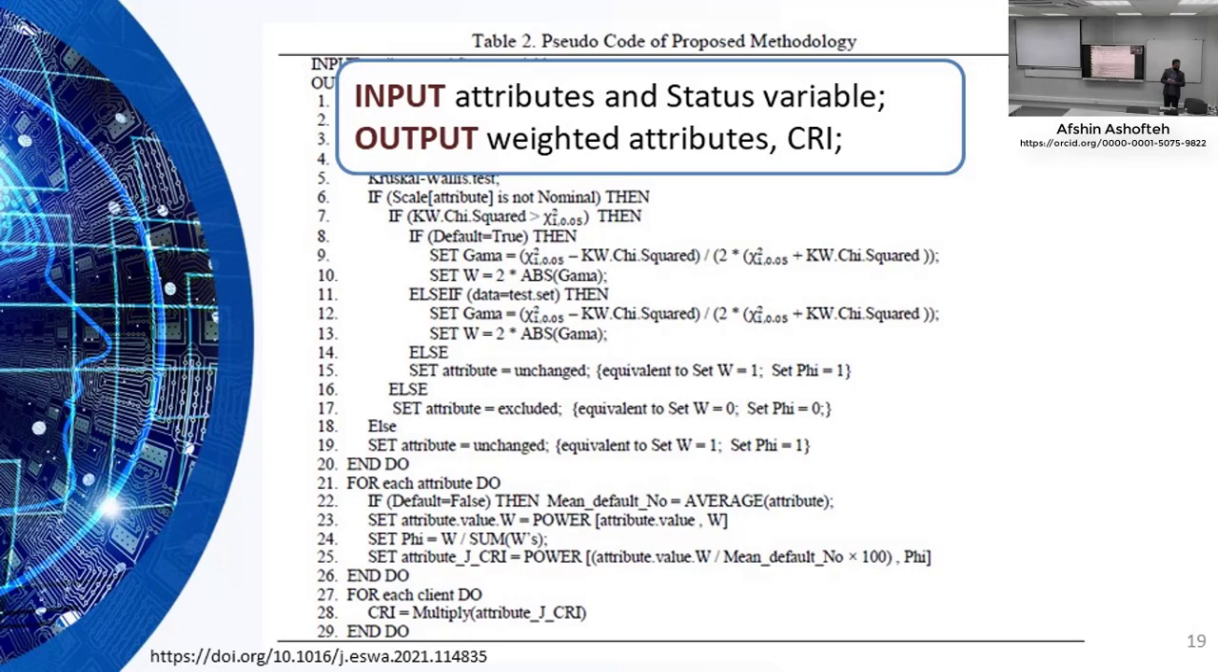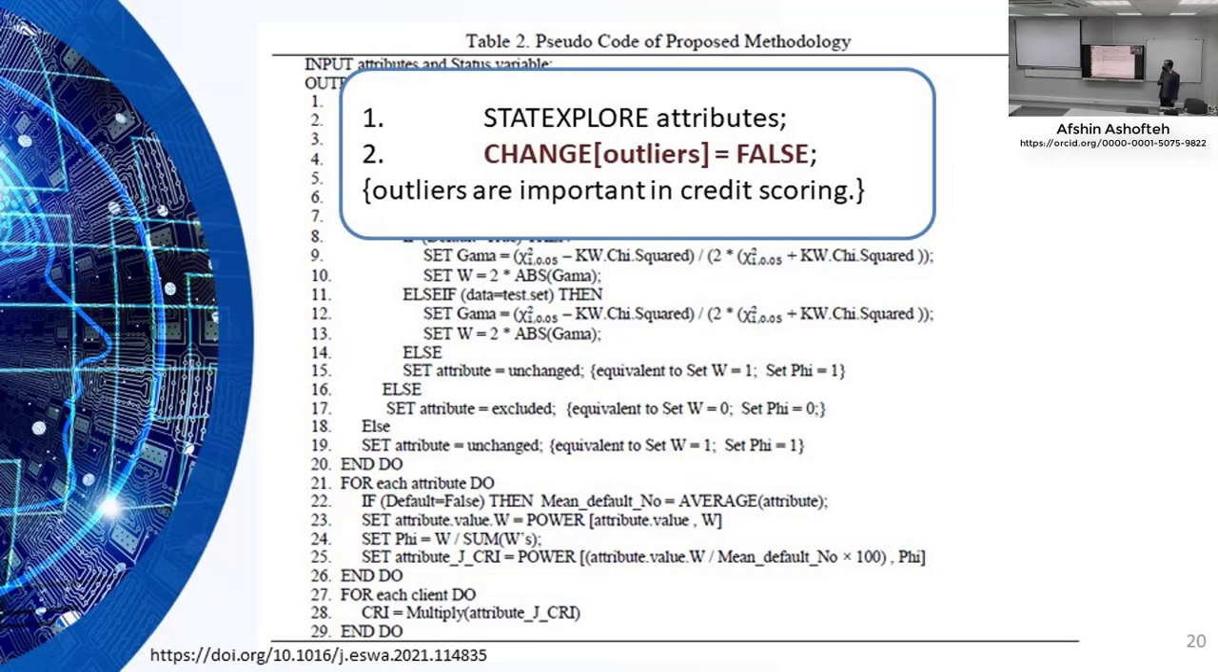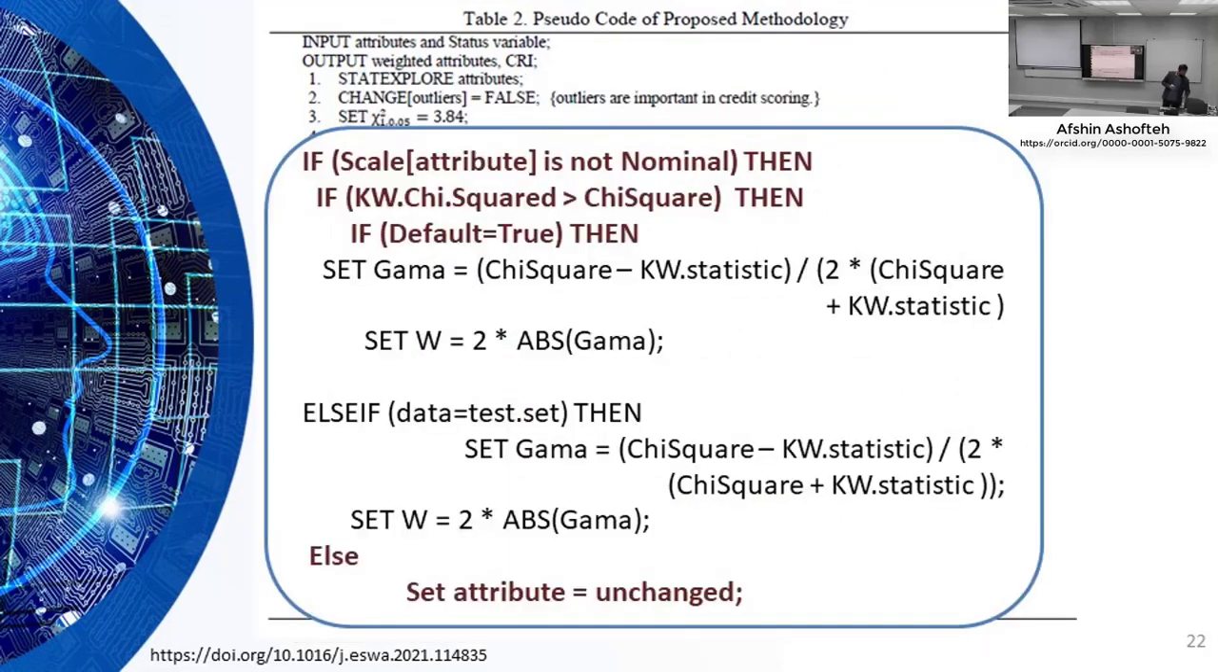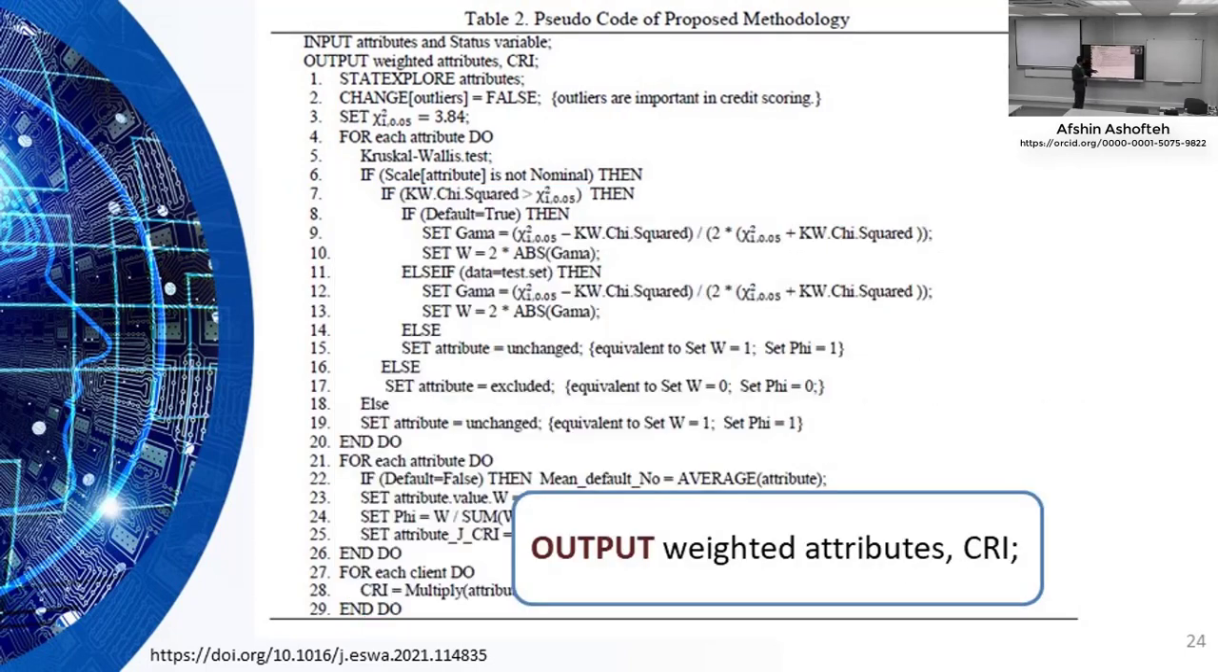So here first we input the attributes and the status variable, and the output would be the CRI and weighted attributes. And also we don't change the outliers because some of the outliers have important information inside, so we have to save them. For each attribute, we calculate the Kruskal-Wallis test, and then we calculate the W, and based on that, we would have the phi and CRI. And finally, we have the output with the weighted attributes and CRI.